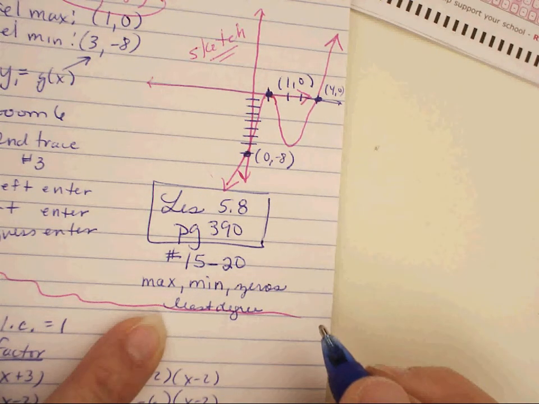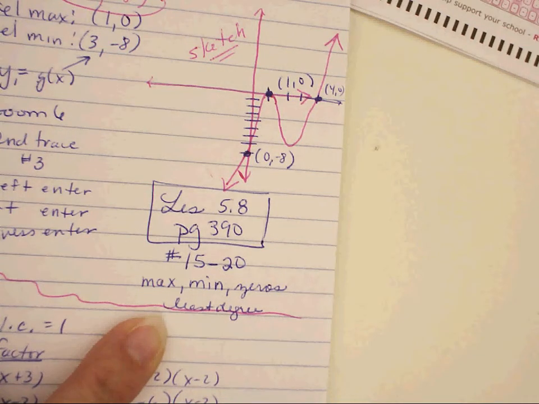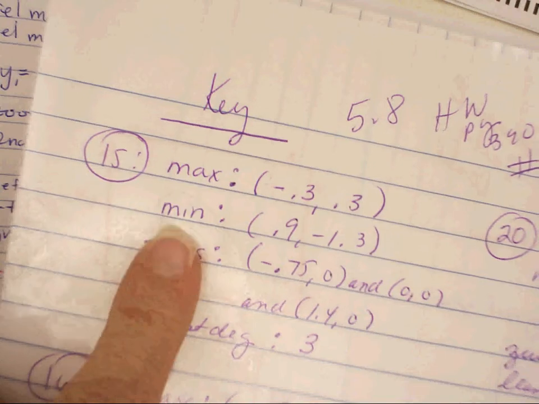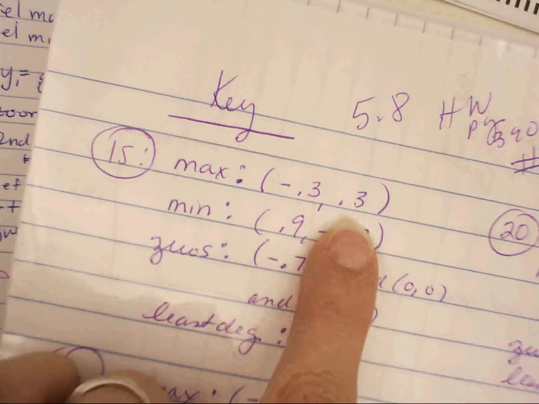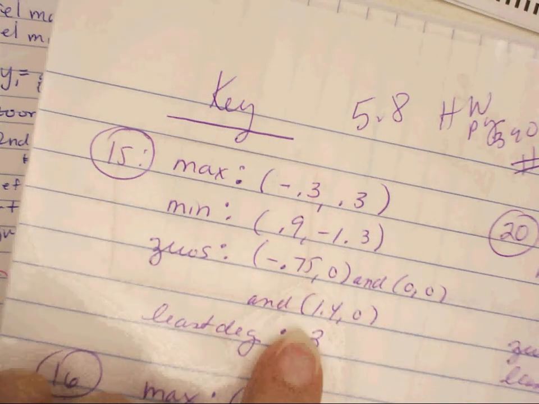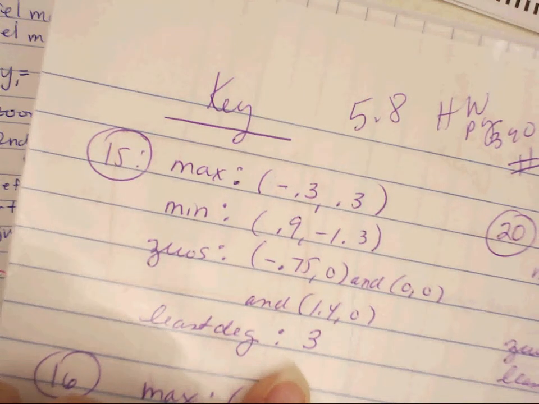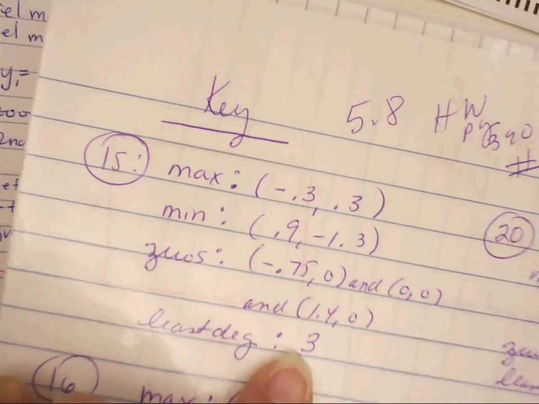Estimate the coordinates of each turning point and state whether each corresponds to the local maximum or local minimum. Then estimate all real zeros and determine the least degree. The least, it said? Yeah. All right, so here are the directions. Under each one of these, you're going to list max, min, zeros in this order, because that's how we're going to check them, and the least degree that the polynomial could be.